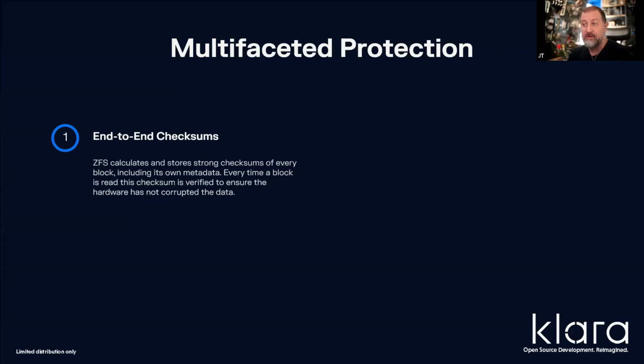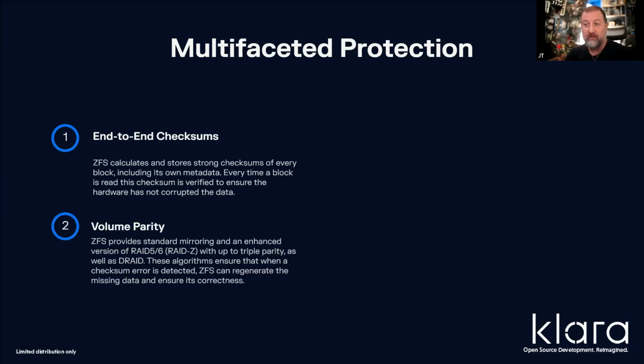The first is checksums, end-to-end checksums. So ZFS uses per block checksums, which allows ZFS to verify the integrity of every block to prevent bit rot. The second way that it can protect your data is volume parity. So RAID Z does not have a write hole like RAID 5 or RAID 6. Write hole being when there's a power failure or something like that, and only partial data is written. And the strong checksum ensures that ZFS can determine which side of the mirror contains the correct data.